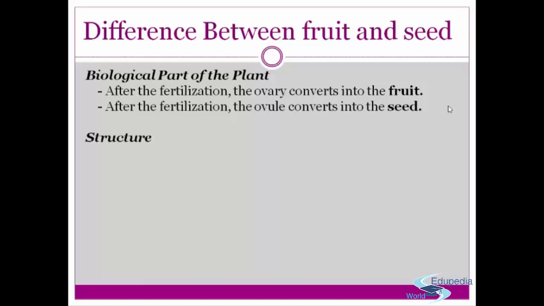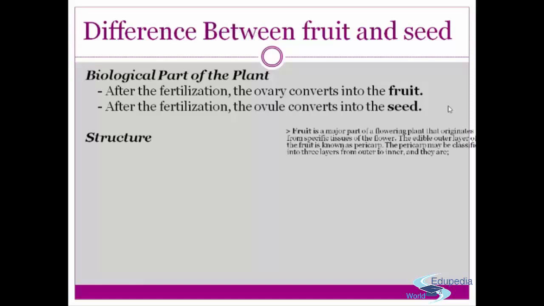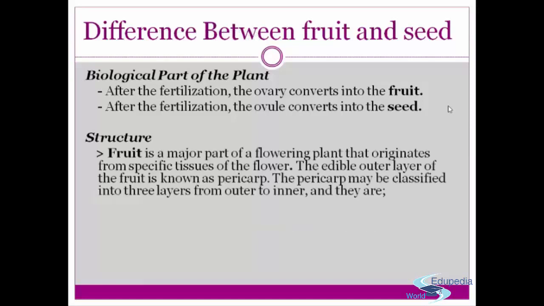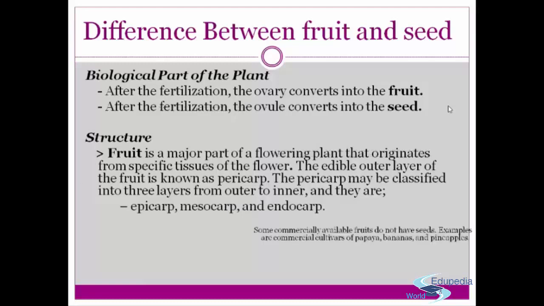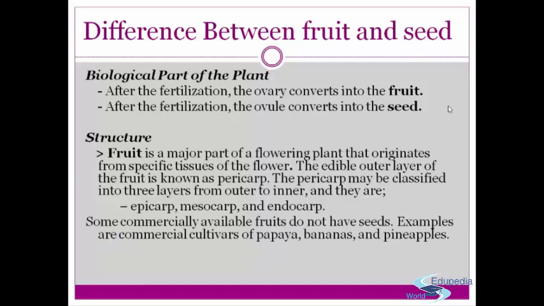Difference between fruit and seed in terms of structure. Fruit is a major part of a flowering plant that originates from specific tissues of the flower. The edible outer layer of the fruit is known as pericarp. The pericarp may be classified into three layers from outer to inner: epicarp, mesocarp, and endocarp. Some commercially available fruits do not have seeds. Examples are commercial cultivars of papaya, bananas, and pineapples.